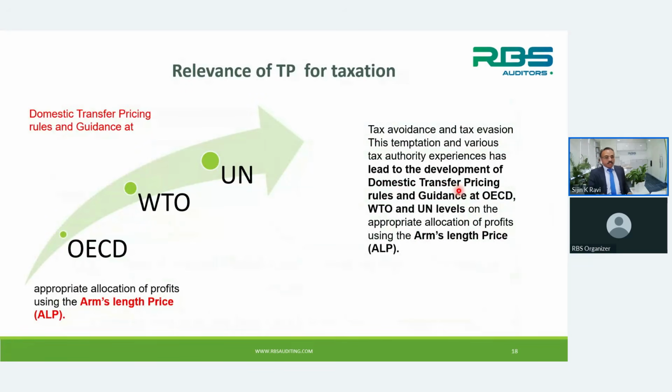So what is the relevance of TP for taxation? Basically, there is the OECD, then WTO, then UN. All these economic transactions, based on that, each country has adopted. So the OECD TP guidelines, UAE has adopted, then the UN guidelines, then the US guidelines.